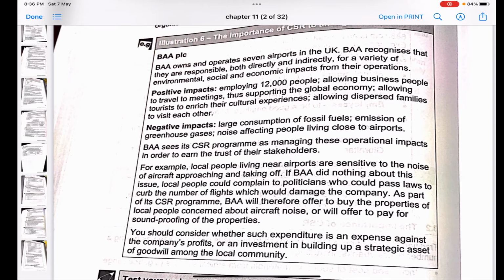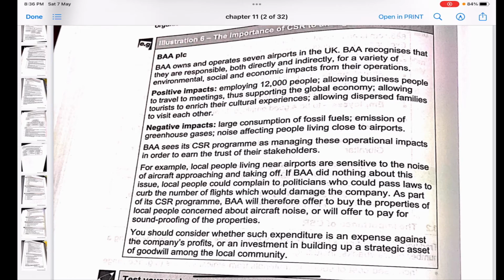BAA recognizes that they are responsible both directly and indirectly for a variety of environmental, social and economic impacts from their operations. So what are the positive impacts of BAA PLC, which has 7 airports? It is employing 12,000 people, providing them with jobs, allowing people to travel to meetings and be connected, supporting the global economy, and allowing tourists to visit and enhance our culture.